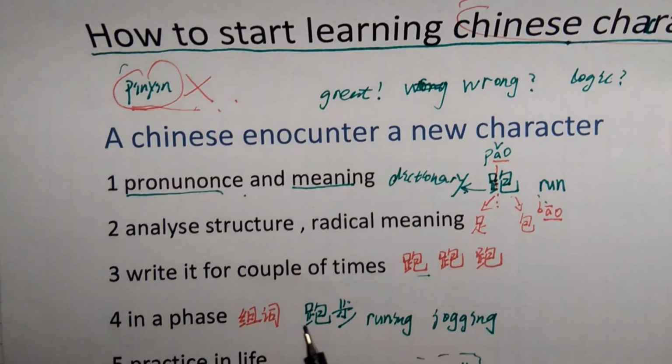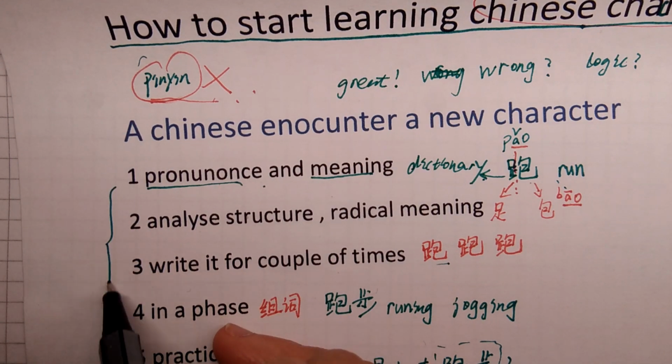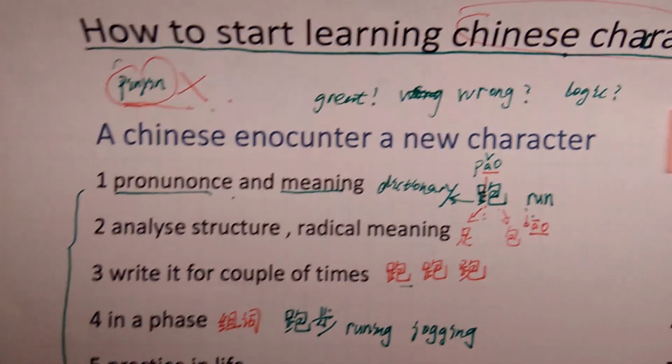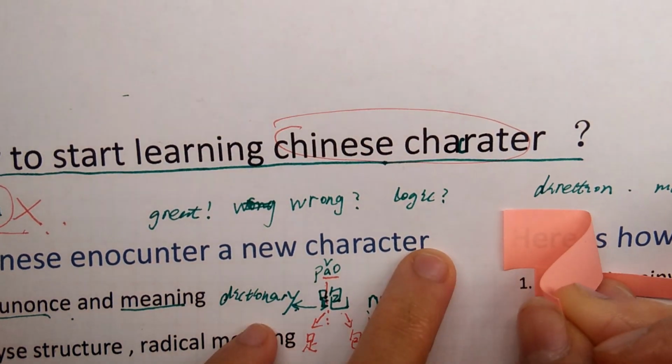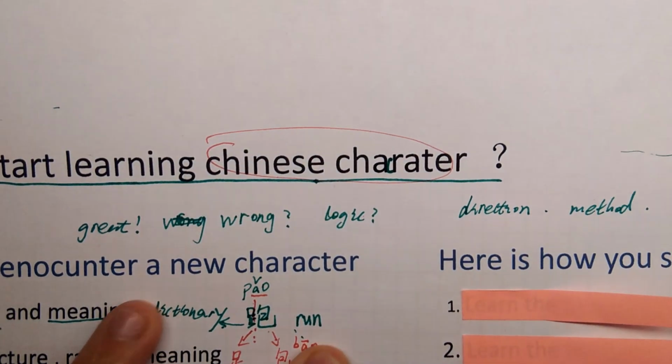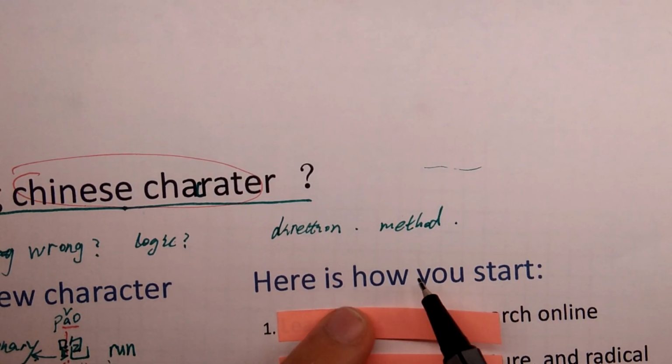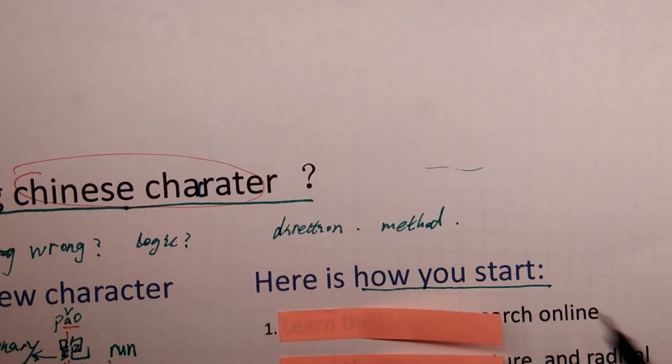So based on these 5 steps, let's see how you can start to learn your Chinese characters. Here is how you start.